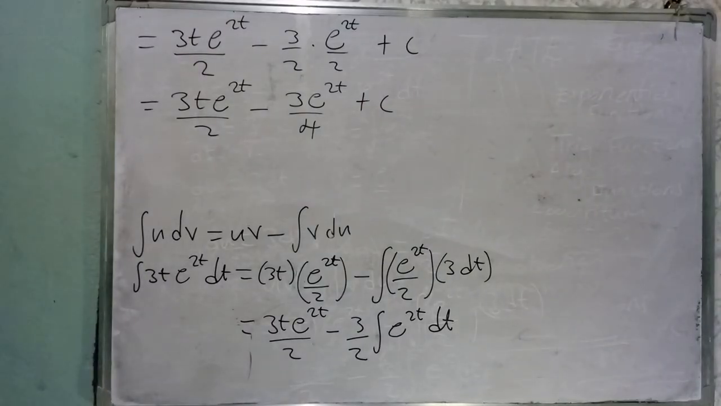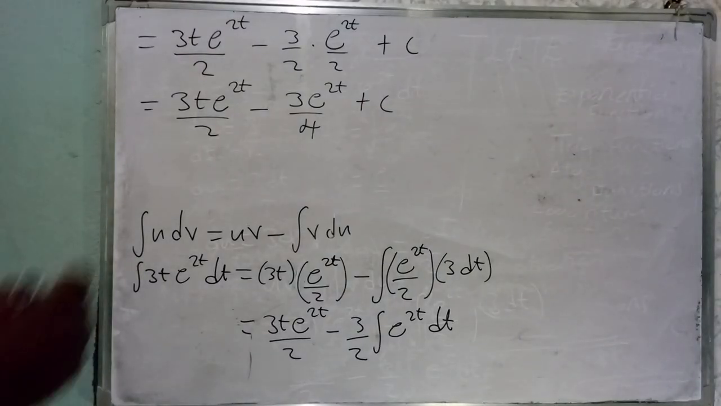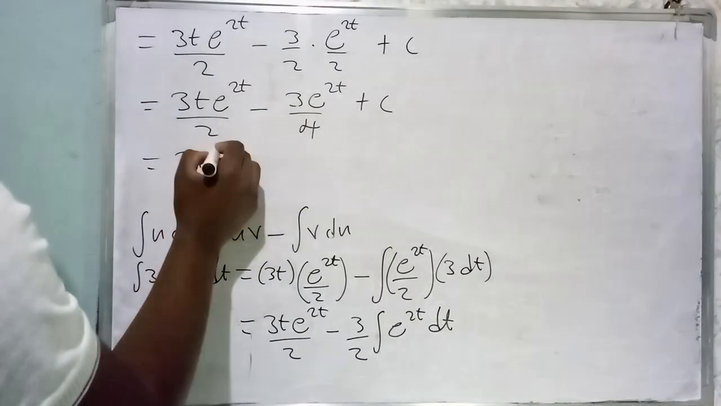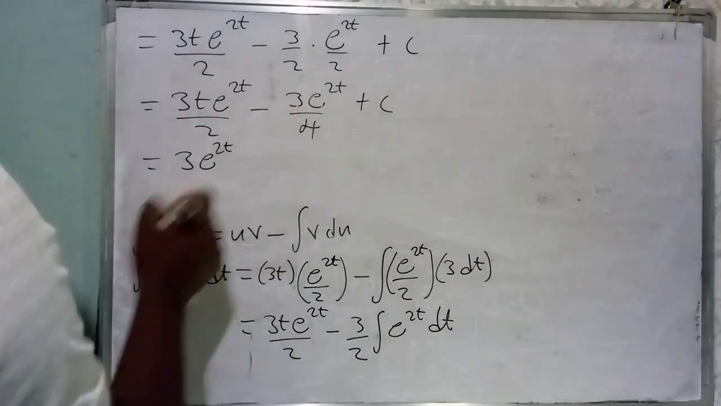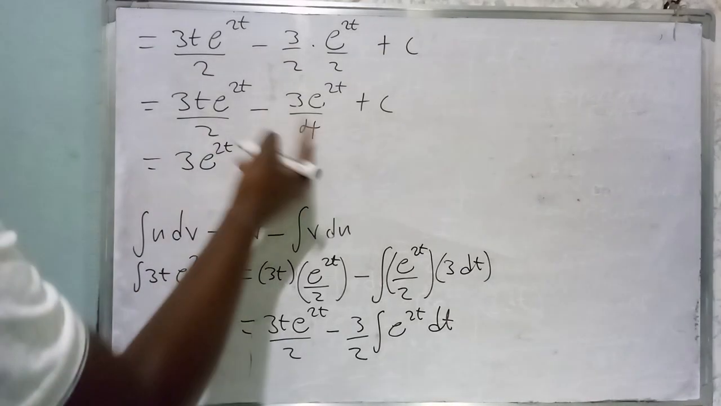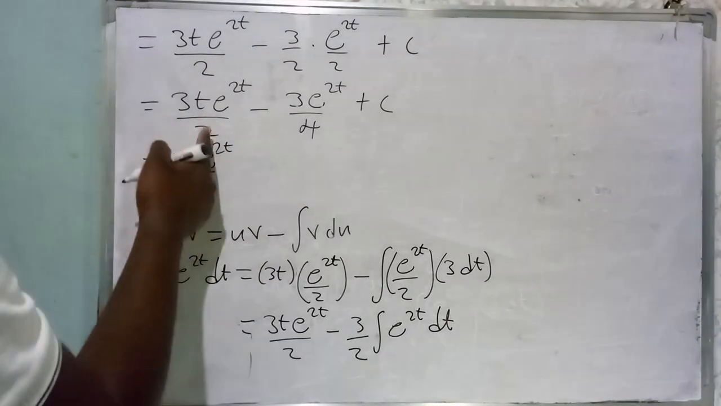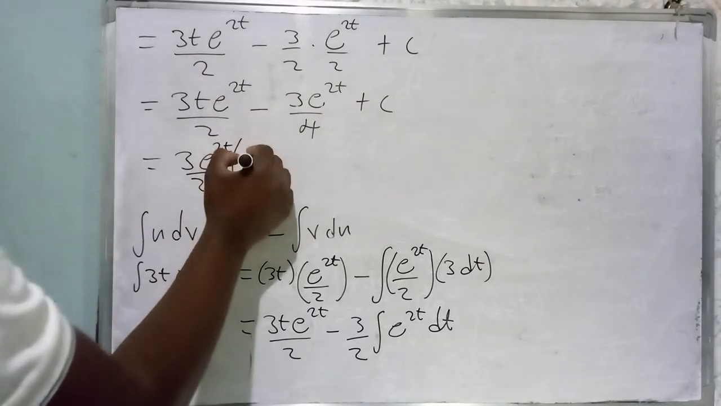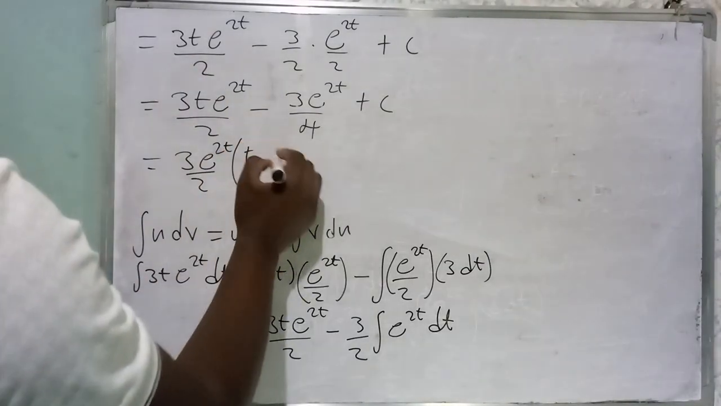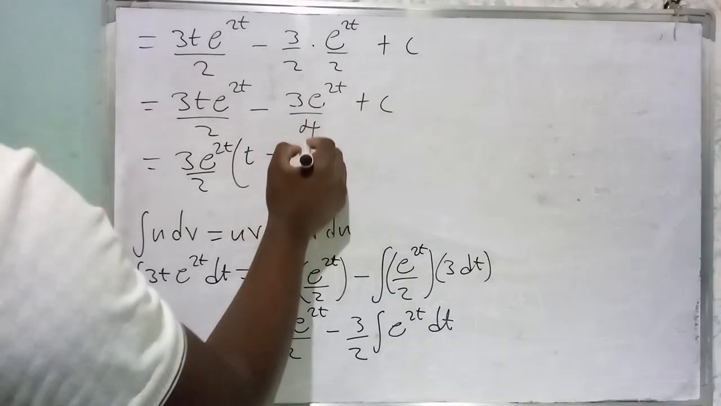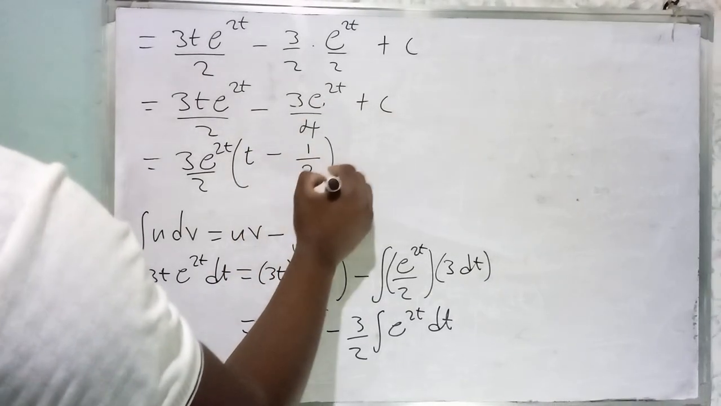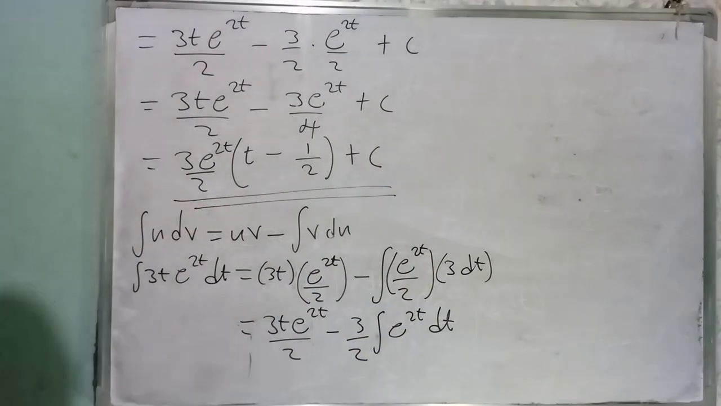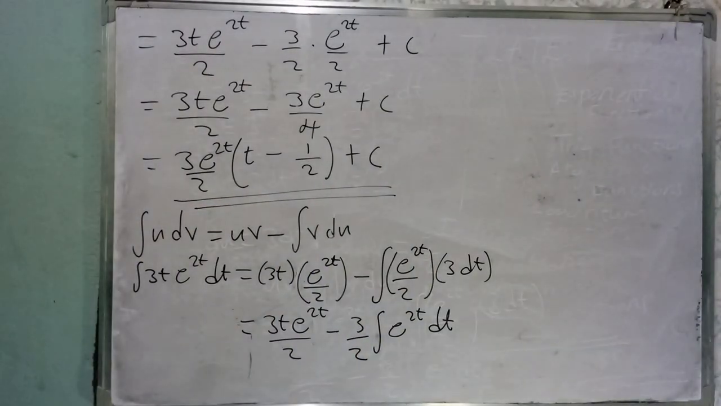At this point we can factorize what is common. We see that 3 is common, and e to the power 2t is also common. Then on the denominator, we factorize the 2, because 2 can go into 4. So we're having positive t, then minus 1 over 2, then plus c. So this is the final answer. That's how you integrate by parts.